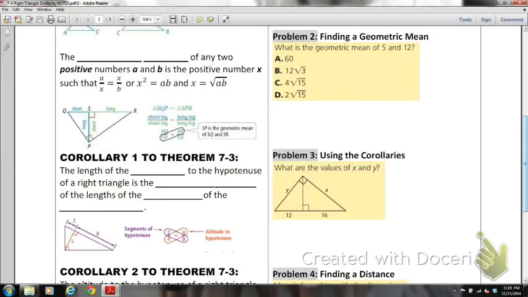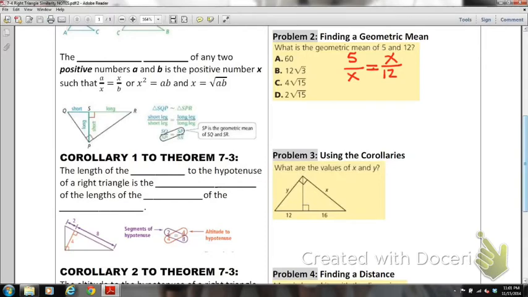In problem 2, you're finding a geometric mean, and the problem just asks what is the geometric mean of 5 and 12. So there are 2 different ways you could set this up. You could set it up as a proportion. We want to know the geometric mean. So if we set up a proportion, we put our variable that we want to find, x, in the means positions, and you're going to put the other 2 numbers, 5 and 12, in the extremes positions.